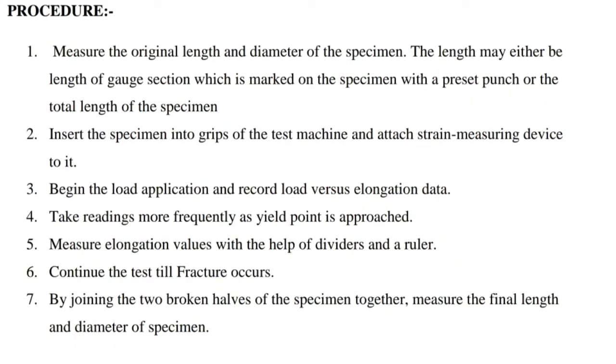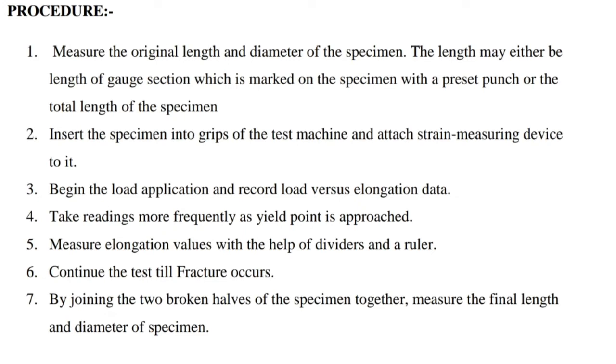Procedure: 1. Measure the original length and diameter of the specimen. The length may either be the gauge length, which is marked on the specimen with a preset punch, or the total length of the specimen. 2. Insert the specimen into the grips of the test machine and attach the strain measuring device to it. 3. Begin the load application and record load versus elongation data.